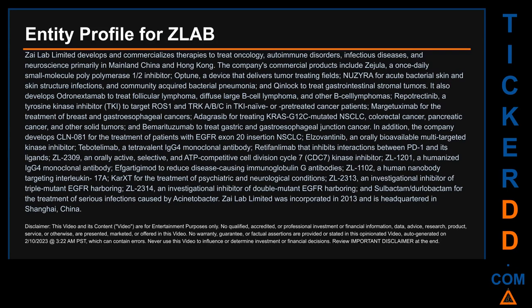It also develops odronextamab to treat follicular lymphoma, diffuse large B-cell lymphoma, and other B-cell lymphomas, repotrectinib, a tyrosine kinase inhibitor, TKI, to target ROS1 and TRK-A/B/C in TKI-naive or pretreated cancer patients, margetuximab for the treatment of breast and gastroesophageal cancers, adagrasib for treating KRAS G12C mutated NSCLC, colorectal cancer, pancreatic cancer, and other solid tumors, and bemarituzumab to treat gastric and gastroesophageal junction cancer.